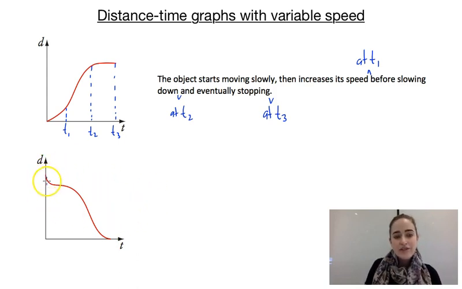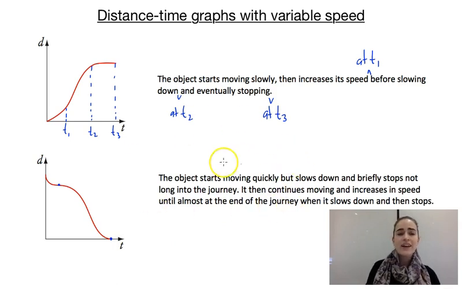So we can see here this first part of the graph is actually quite steep. So they start moving fairly quickly, but then they slow down and it actually becomes horizontal here. So they start moving quickly, it slows down, and then it starts picking up speed again until we get to this steeper part of the graph where it's actually going quite fast. And then it slows back down towards the end until it eventually stops.